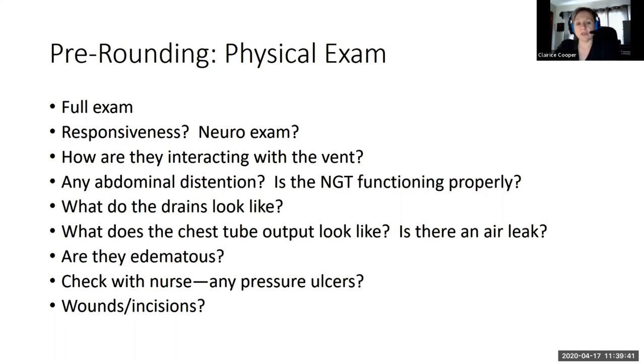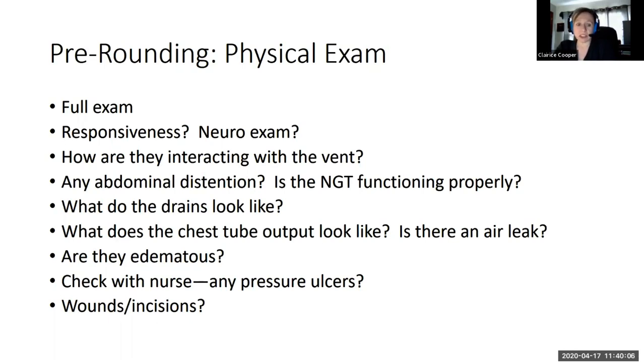Do make sure to look for any abdominal distension, even for patients that do not have any abdominal diagnoses, or even for patients that aren't surgical. There's still a very high likelihood of ileus and constipation, so make sure that you're examining the abdomen. And if they have an NG tube, make sure that you're interrogating it to make sure that it's functioning properly.